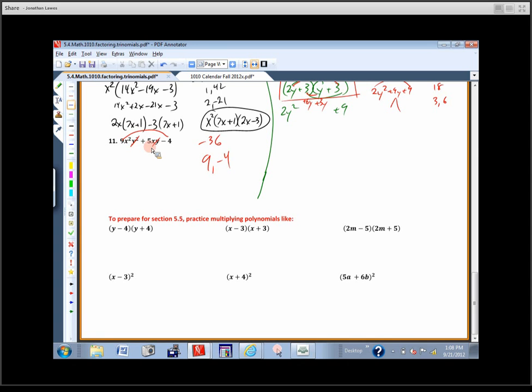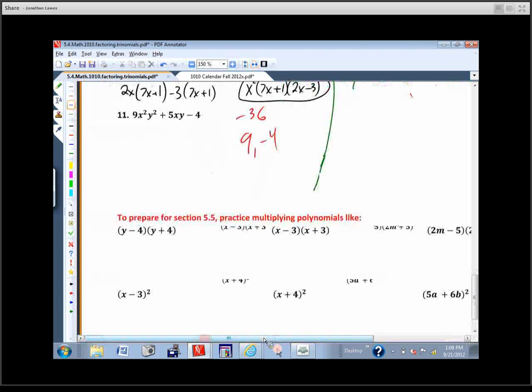Are we going to get this right? Absolutely. So here's what we're going to do. This is almost easier than some of those easy trinomials. This one right here is 9x squared y squared. We're just blindly writing that down. The middle term gets rewritten. 9xy minus 4xy minus 4.